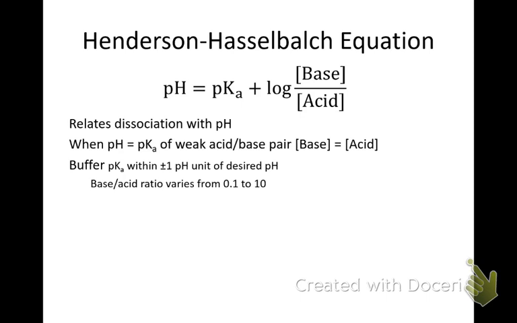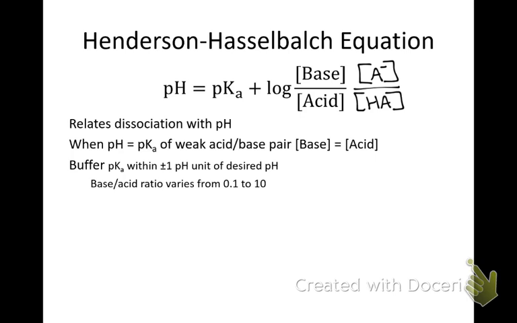Here it is. pH equals pKa plus the log of the base form divided by the acid form concentrations. In other places you may see this written as A minus divided by HA. The only difference there is just to remember that it needs to be the conjugate base form divided by the conjugate acid form. That's important. So the Henderson-Hasselbalch equation relates dissociation with pH. In other words, what is the ratio of A minus to HA and the pKa, and that'll tell us what the pH of the solution will be.